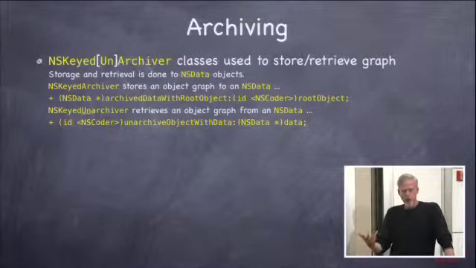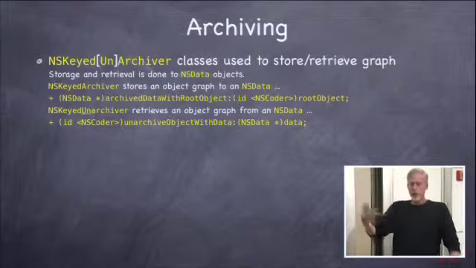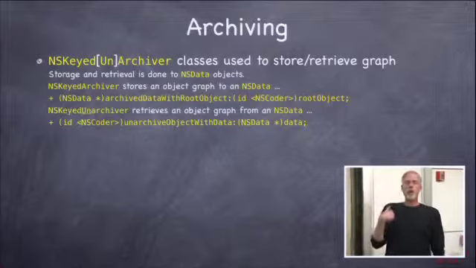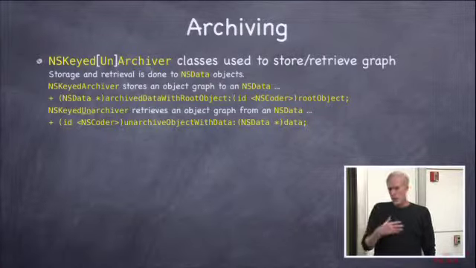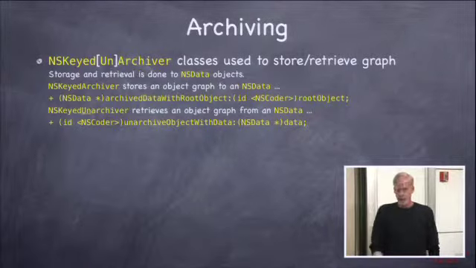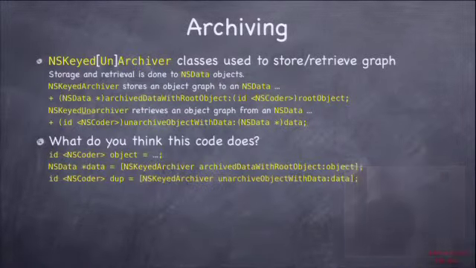And then unarchiver is the opposite. You give it an NSData that archived stuff was put into, and you say, give me the root level object that was encoded here. And it's going to do init with coder on all those things and go down the tree, okay? So what do you think this code does right here?